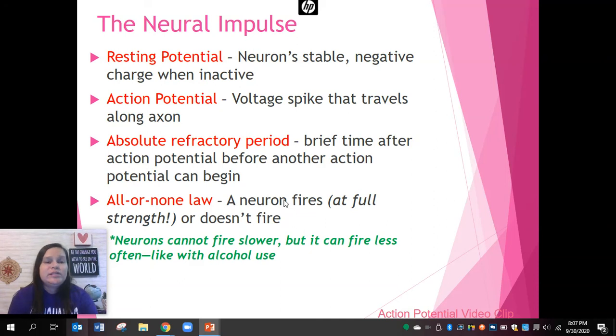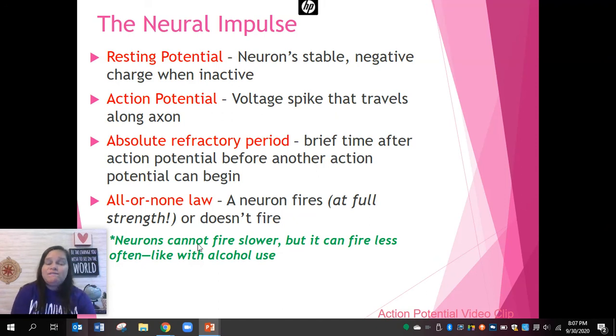The other thing that we say about neural impulses is that they follow the all or none law, which means a neuron fires at full strength or it doesn't fire at all. It doesn't have a slow, tired whoosh. It's just whoosh, whoosh. There's full strength neural impulses. That's why it has to wait.